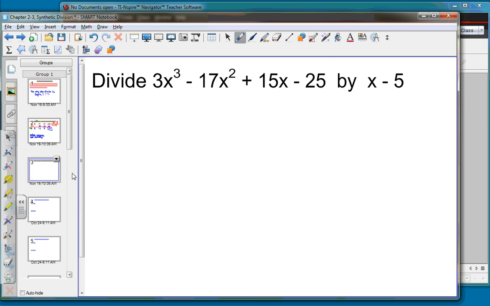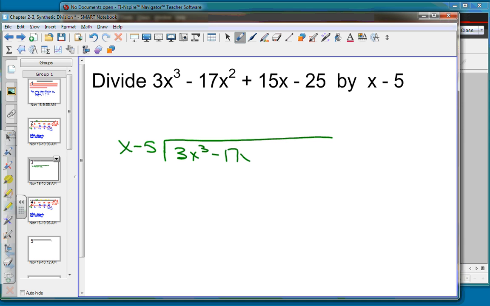I'm going to clear this page, and we're going to do long division. If you don't want to do this, you just want to watch me do it, totally your call. What do I multiply x by to get 3x cubed? 3x squared. So 3x squared times x gives me 3x cubed. 3x squared times negative 5 gives me negative 15x squared.